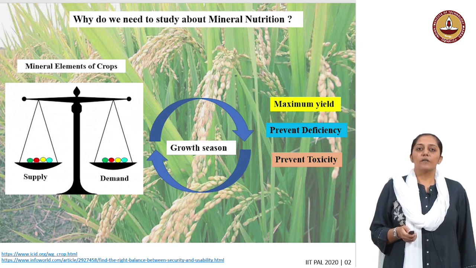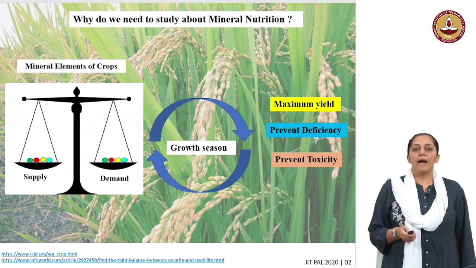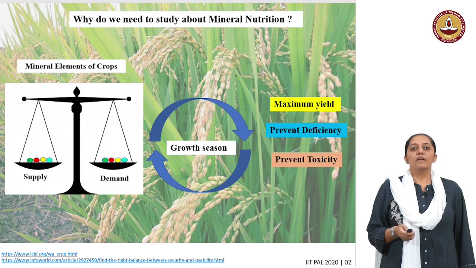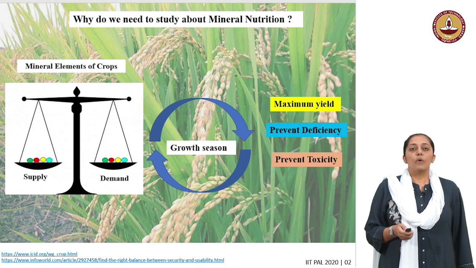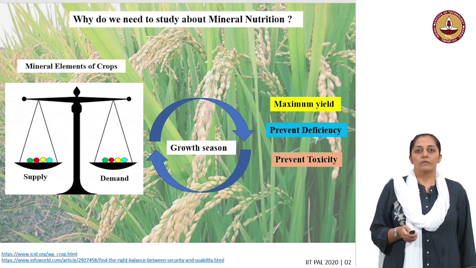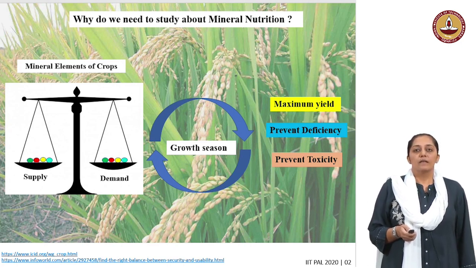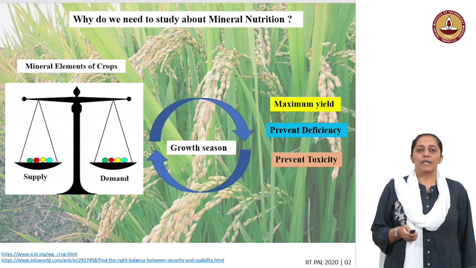So in agricultural practices, in order to obtain maximum yield of crops, it is essential to match the crop's mineral elements supply and demand throughout its growth period, so that we can achieve maximum yield and prevent any kind of nutrient deficiency or toxicity which can hamper the growth of the plant.